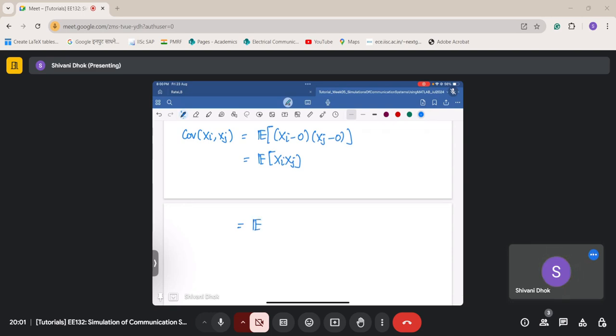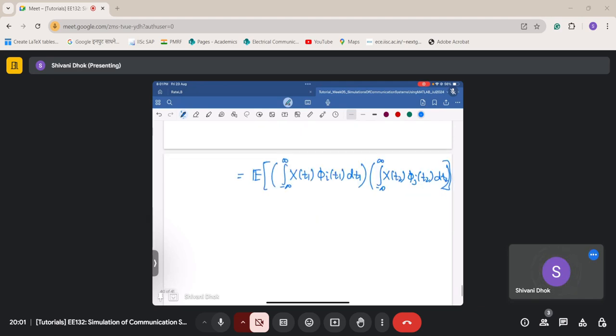So therefore we can write this as the expectation of integral from minus infinity to infinity of x of t1 phi i of t1 dt1, into integral from minus infinity to infinity of x of t2 phi j of t2 dt2. Sorry, not phi i, phi j. This we can simplify as two integrals outside, with x of t1 x of t2 phi i of t1 phi j of t2 dt2 dt1. Okay. Now again I can apply linearity of expectation.